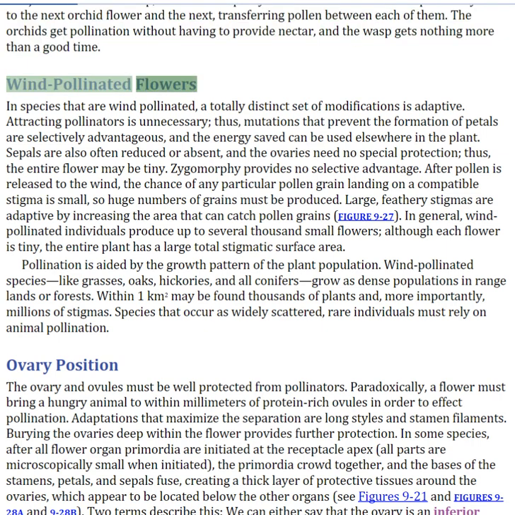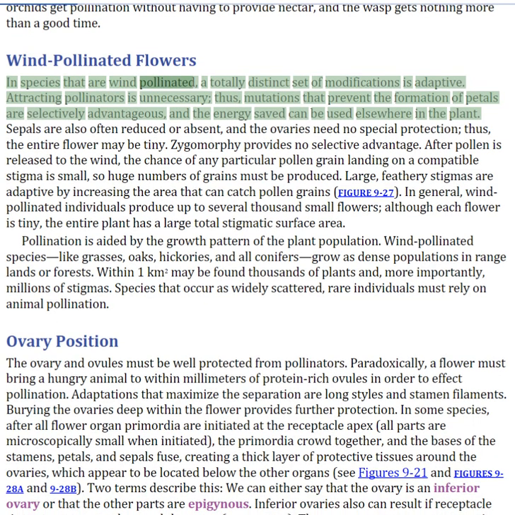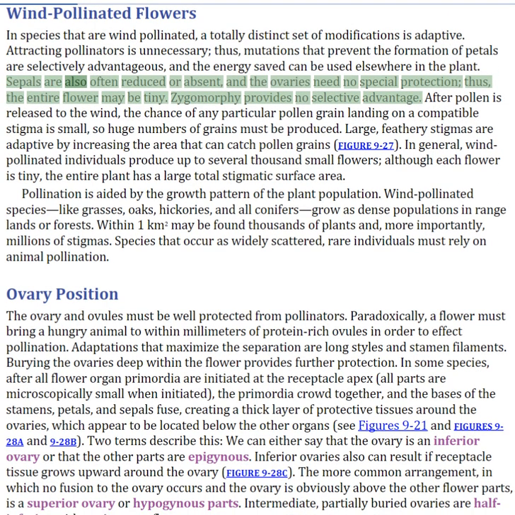Wind-pollinated flowers. In species that are wind-pollinated, a totally distinct set of modifications is adaptive. Attracting pollinators is unnecessary, thus, mutations that prevent the formation of petals are selectively advantageous, and the energy saved can be used elsewhere in the plant. Sepals are also often reduced or absent, and the ovaries need no special protection, thus, the entire flower may be tiny. Zygomorphy provides no selective advantage.